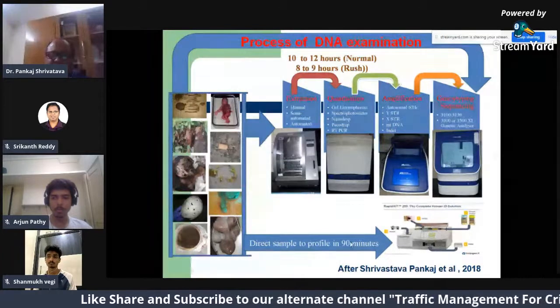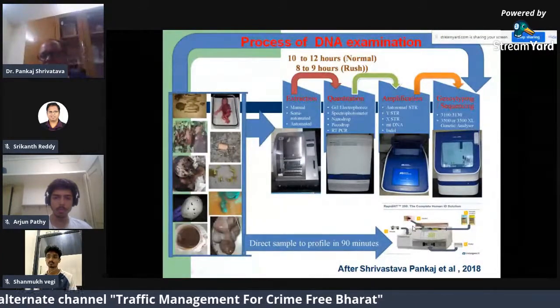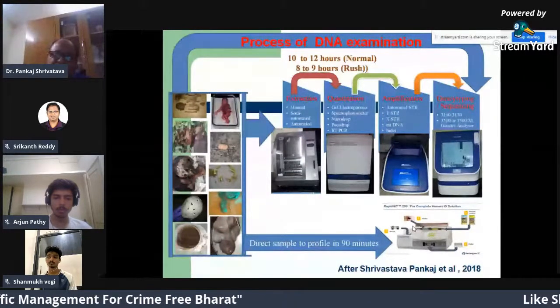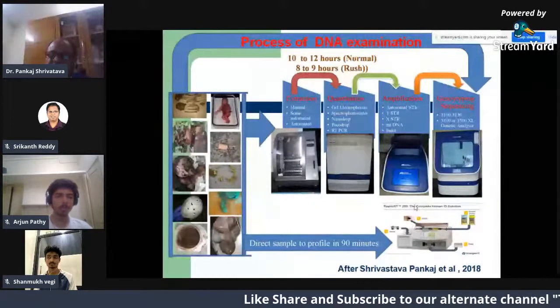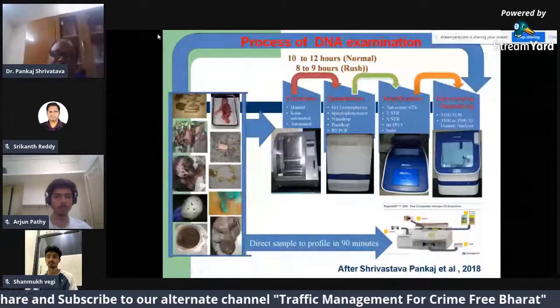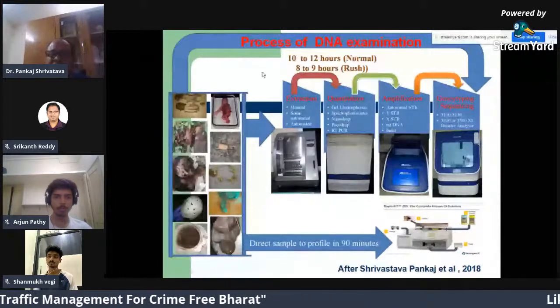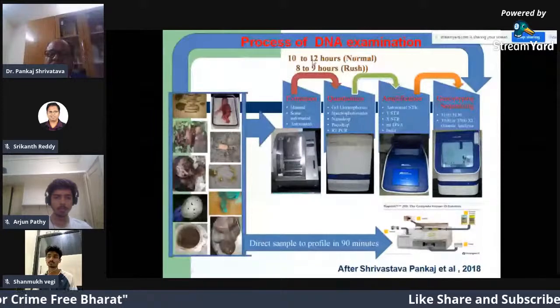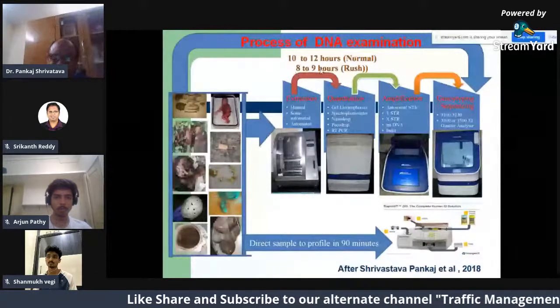Okay, so now this is one more alternative which is available, which can give you a DNA profile in 90 minutes only. But this technology is not meant for all the samples. If you have some swab or some biological fluid, it can generate a DNA profile and give you the result in only 90 minutes. Okay, and if you follow the regular process, this usually takes around 10 to 12 hours if you process one sample, and 8 to 9 hours if you go with a rush.